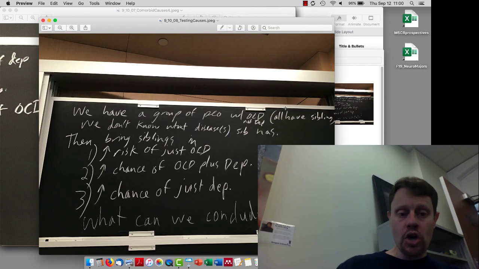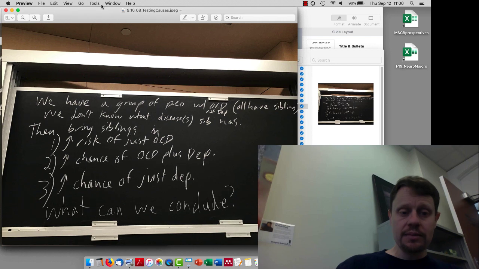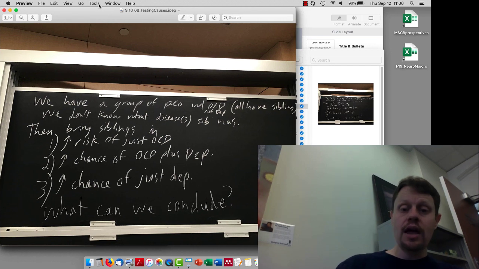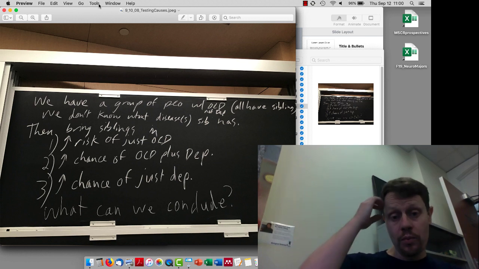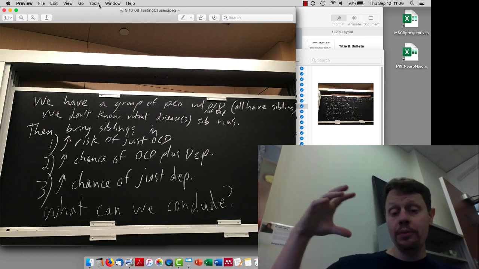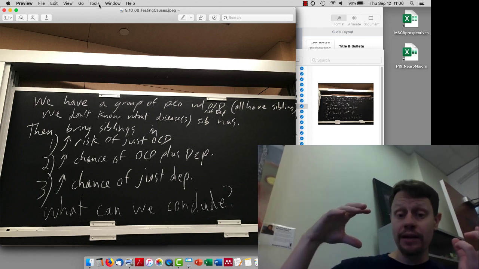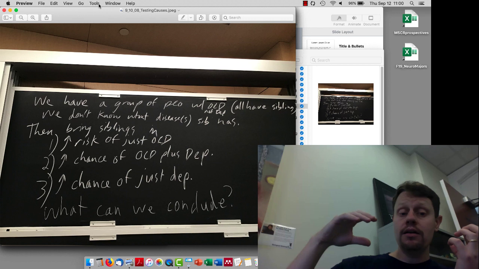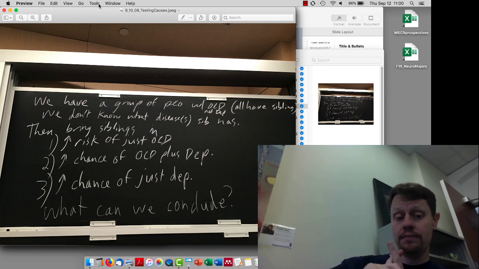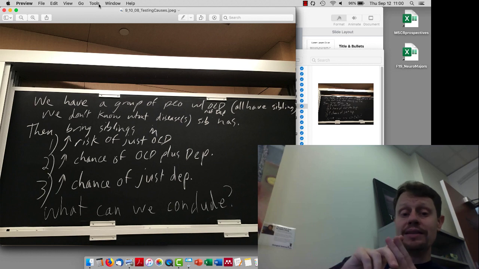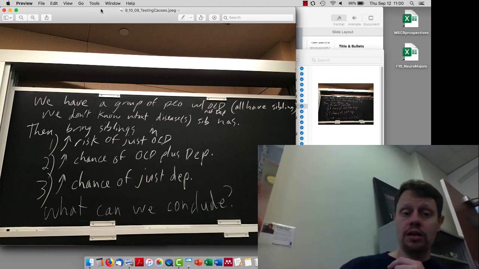In terms of how we know that to be the case, this is something that we've talked about. To figure that out, what we can do is have a group of people who have OCD without depression, and then we look at their siblings, and what we find is that the siblings have a risk of OCD. That's not a surprise because they have genes in common, and we know that OCD has some genetic risk to it. The siblings have a risk of OCD plus depression.